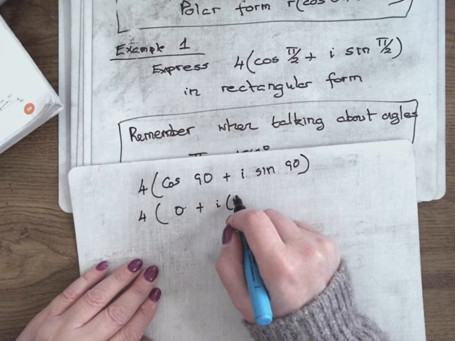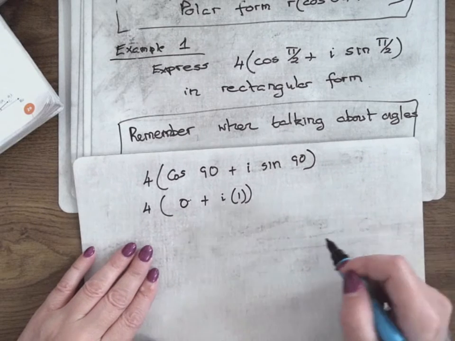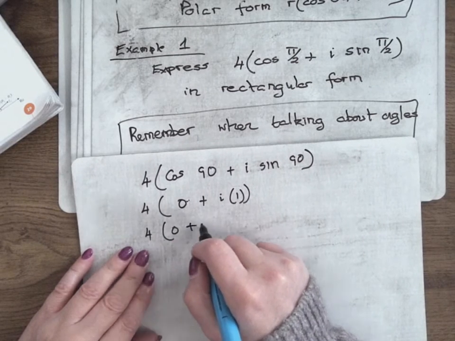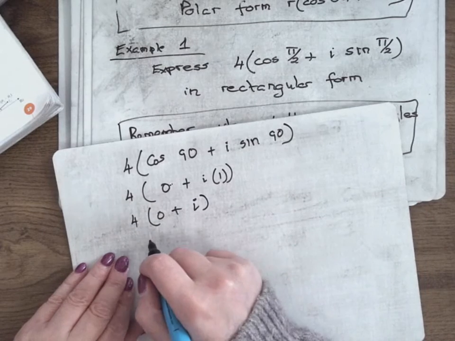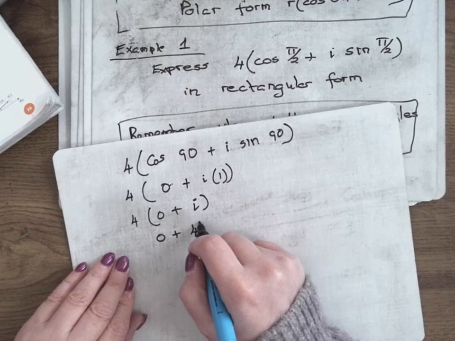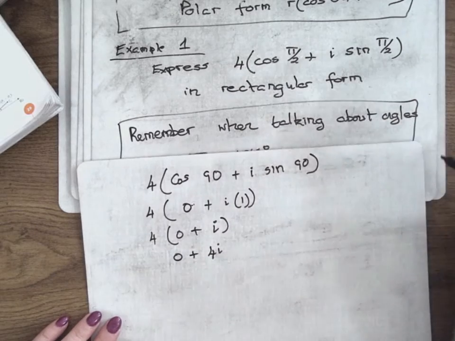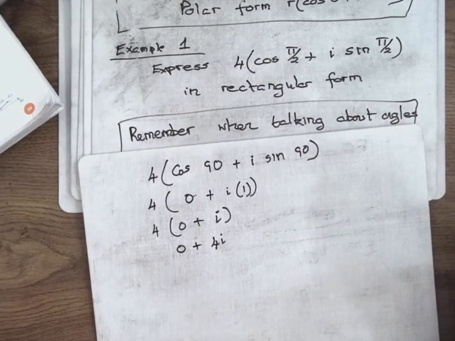Okay. So that's 4 into 0 plus 1i. i by 1 is just i. Okay, multiplying in, that's 0 plus 4i, and that's the complex number written in Cartesian form or rectangular form. Is that okay? So you just turn it from one form into another. That's what we're learning first. How do you turn it from one form into another?